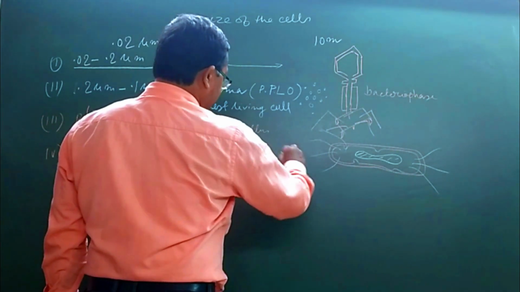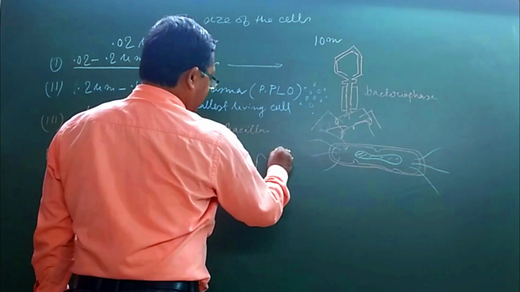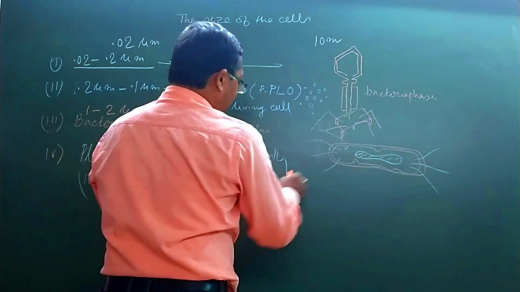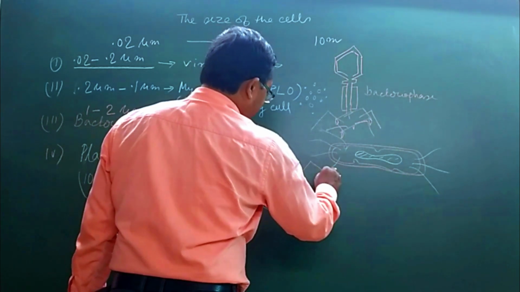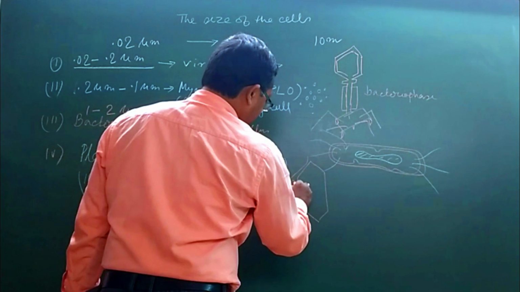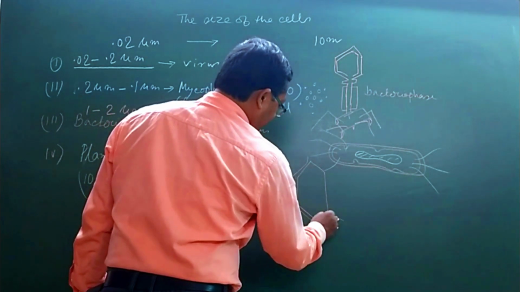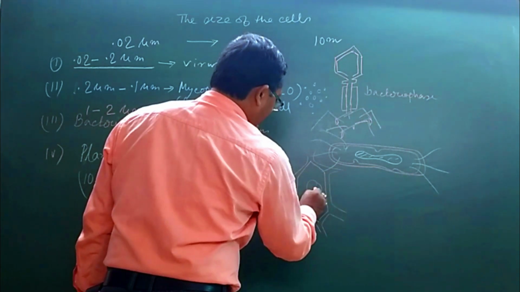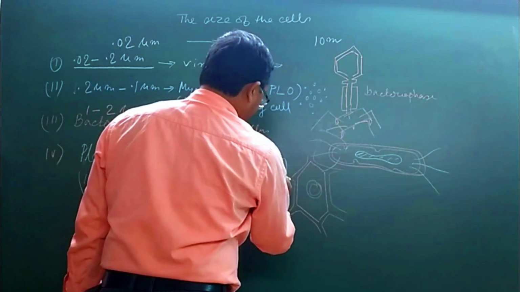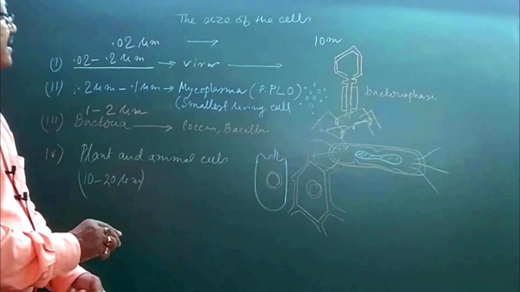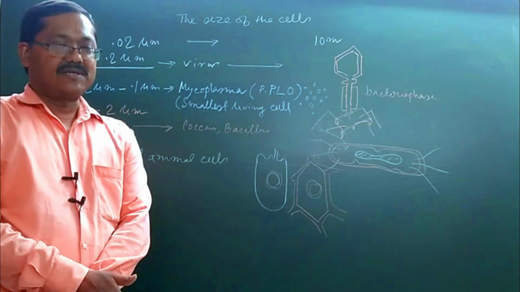For example, this is a typical animal cell, and this is a typical plant cell. The plant cell has a wall. Both types of cells have cytoplasm and nucleus, which will be discussed later. Animal cell and plant cell. These are the sizes of the cells.